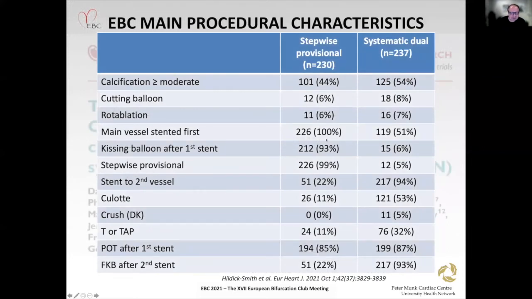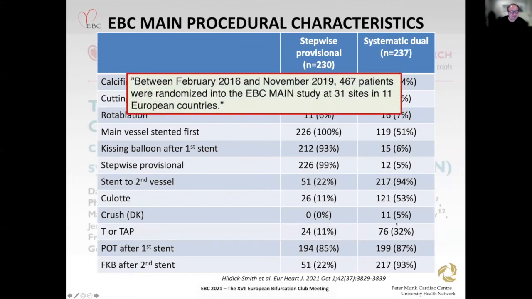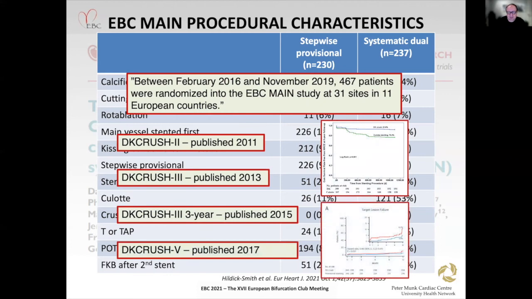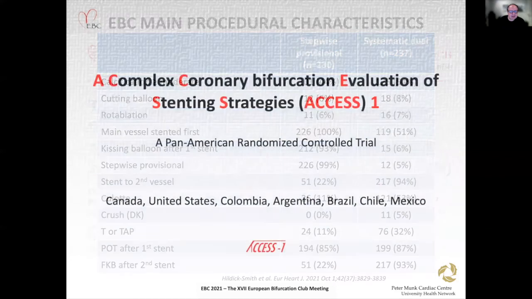The techniques that were utilized, interestingly, were very few DK crush, mostly culotte in the systematic dual versus the stepwise provisional. DK crush, in spite of the fact that these patients were enrolled between February 2016 and November 2019, long after publication of DK crush 2, DK crush 3, 3-year data from DK crush 3, as well as DK crush 5. The DK crush simply was not adopted, I believe, in Europe in any way.